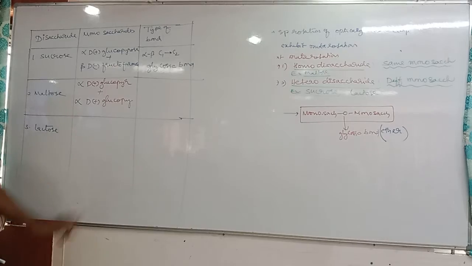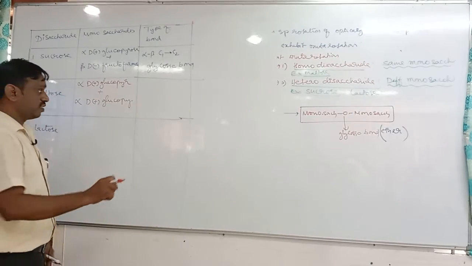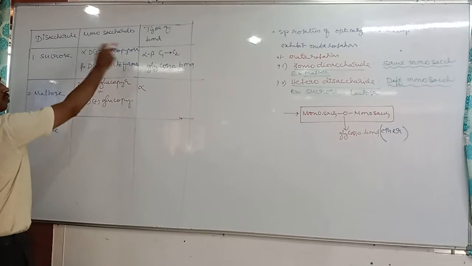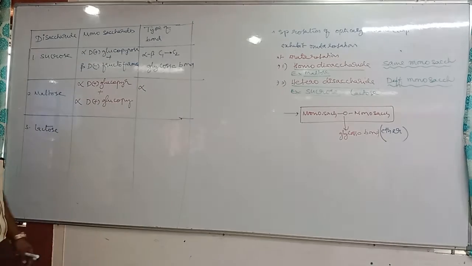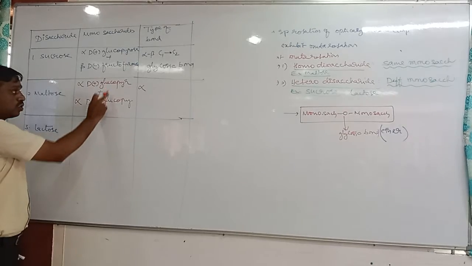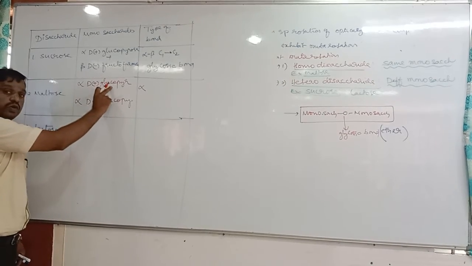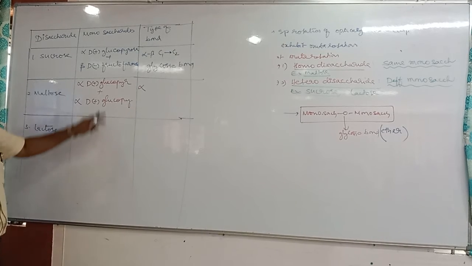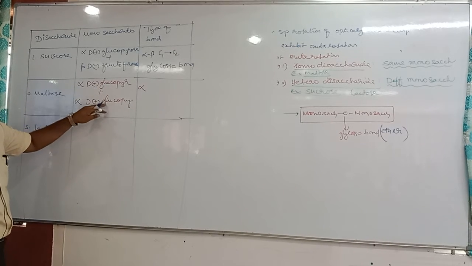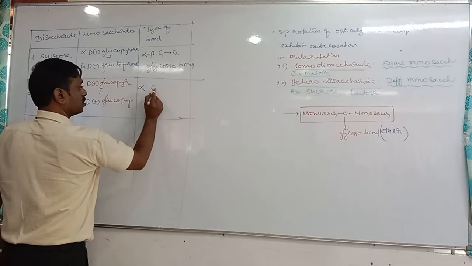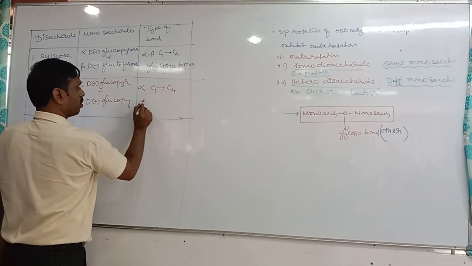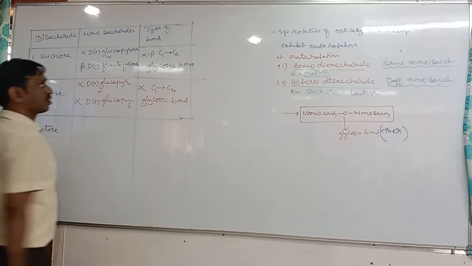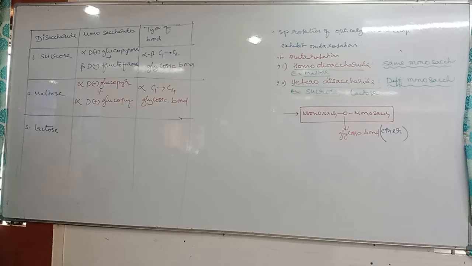Now, two alpha D plus glucopyranose, how are they linked? Since it is alpha, it is an alpha bond. Here it is an alpha bond. Now, glucose to glucose: the first carbon of one glucose is linked with the fourth carbon of another glucose. That is C1, it is C4. Therefore, it is a C1 to C4 glycosidic bond present in maltose.